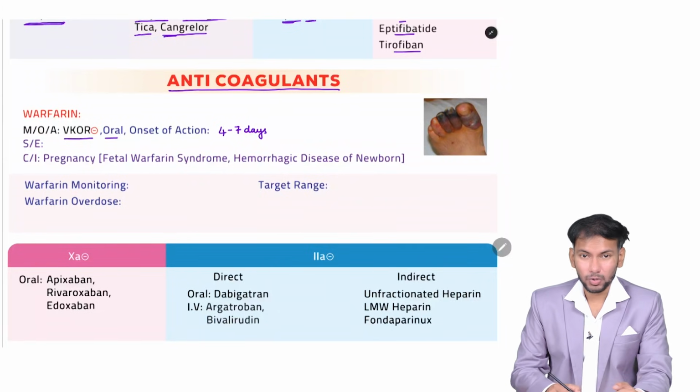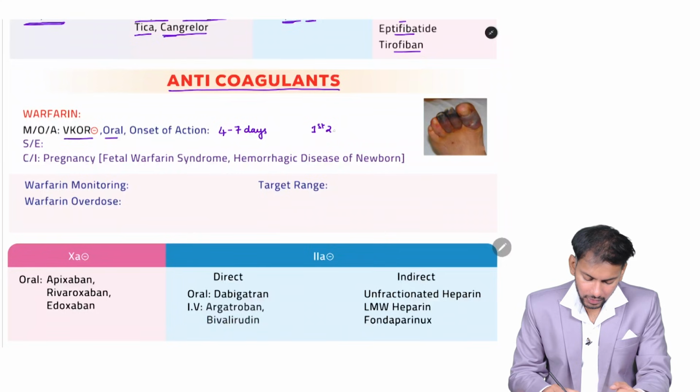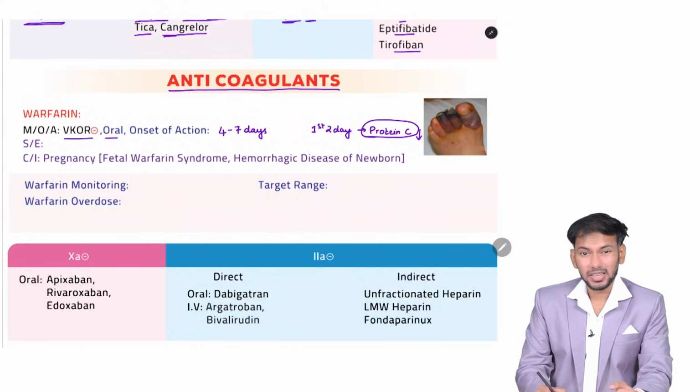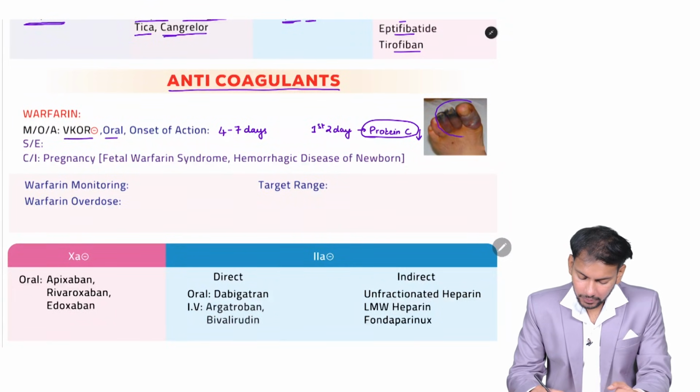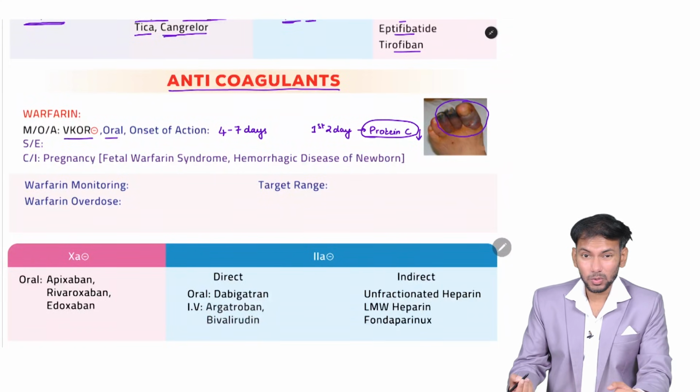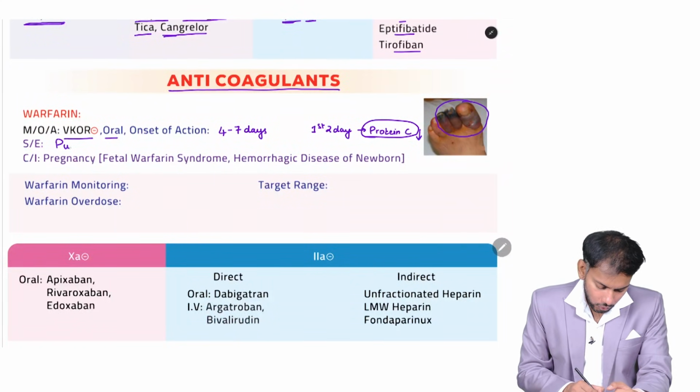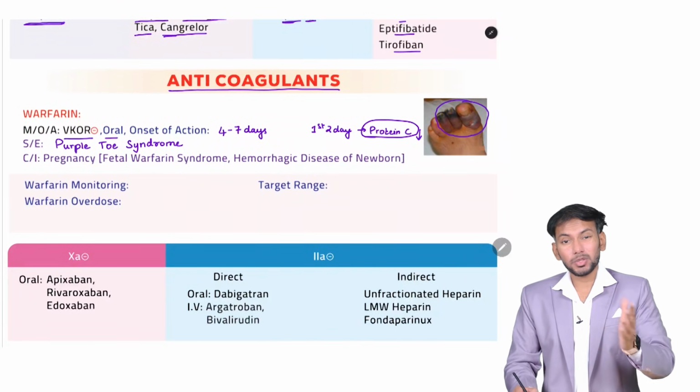But within the first 2 days, what will happen? There is something known as protein C. It is an anticoagulant factor. When this decreases, it can form thrombus in the lower extremities. Yes, so it will give you this necrosis pattern. This is what is known as purple toe syndrome. Did you understand? It will cause purple toe syndrome.